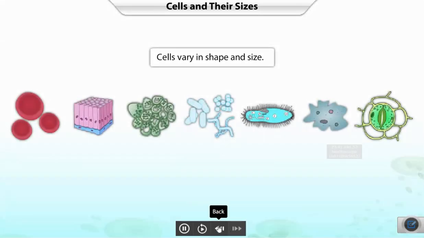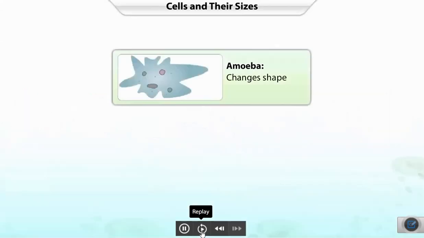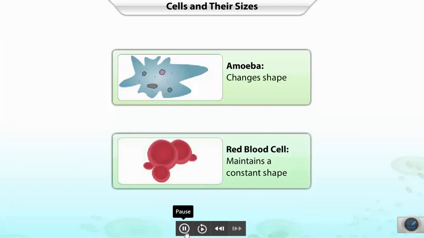Cells can be of different shapes too. They may be round, rectangular, oval, bean-shaped, star-shaped, or even irregular. There are also some cells, such as amoeba, that can constantly change their shape, while others, such as the red blood cells, maintain a constant shape.